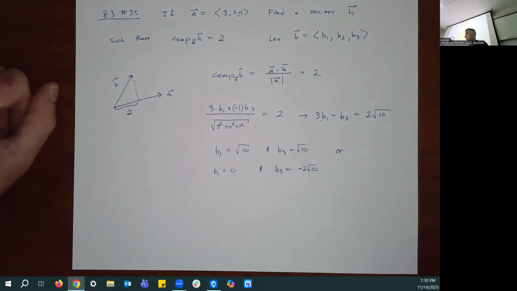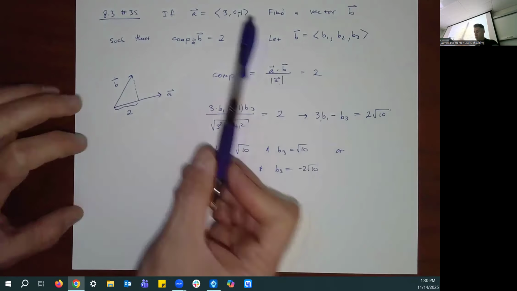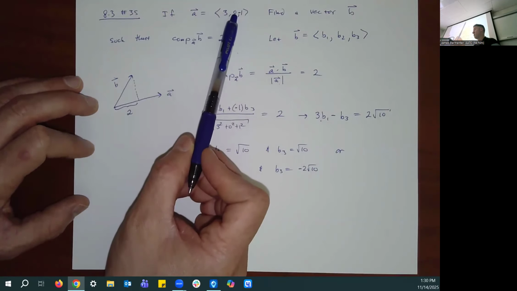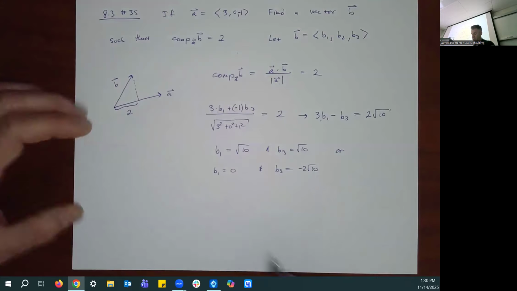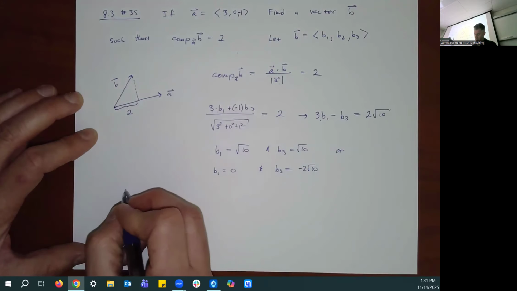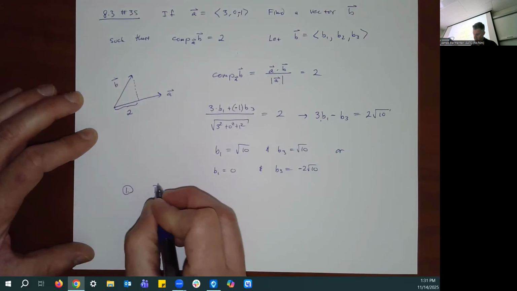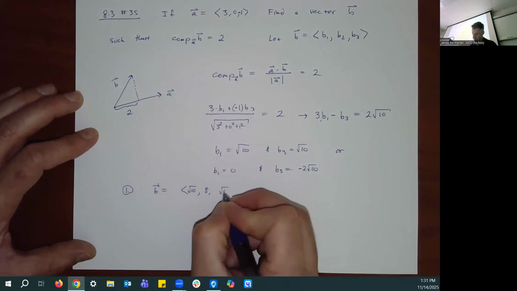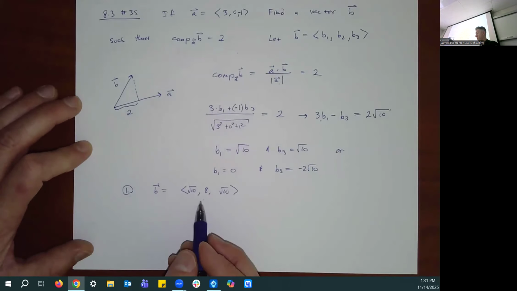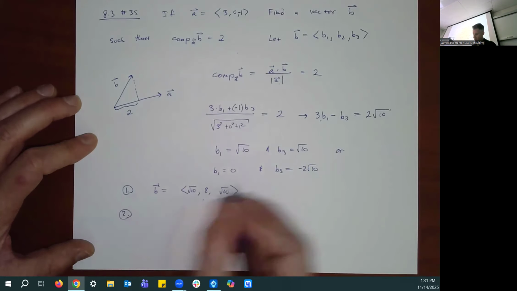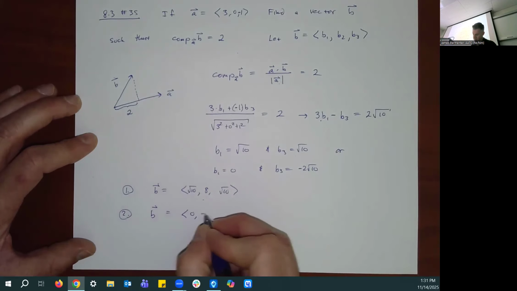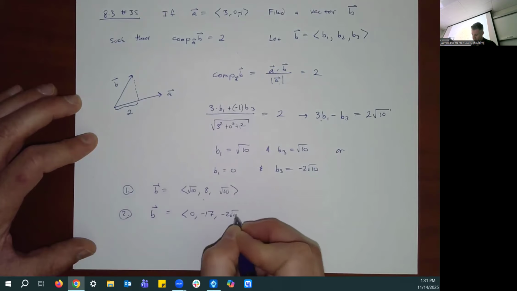Now, you might be asking yourself the question, what about B2? Well, since the A vector has a middle component of 0, B2 can actually be anything. So one answer would be the vector B equal to root 10, comma, pick your favorite number, comma, root 10. But literally, you can put anything in there. And then using the other answer, another choice for B could be 0, comma, negative 17, comma, negative 2 root 10.